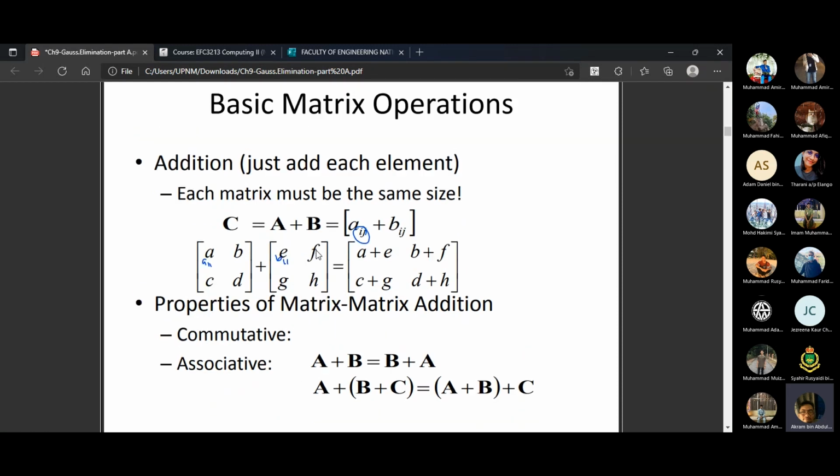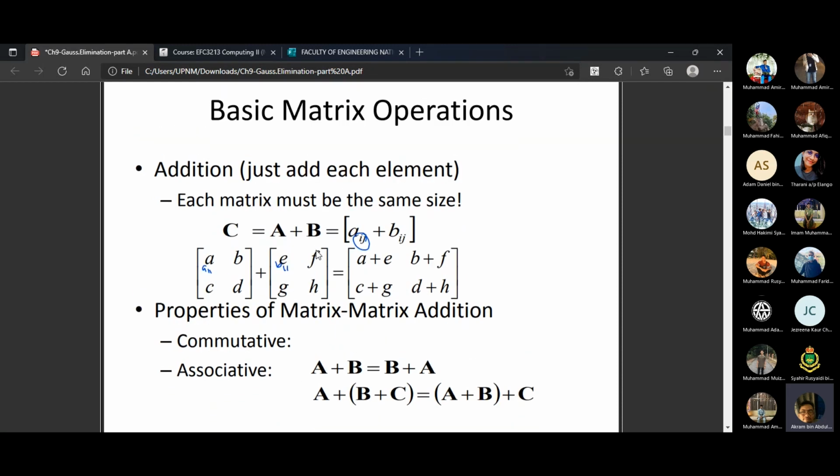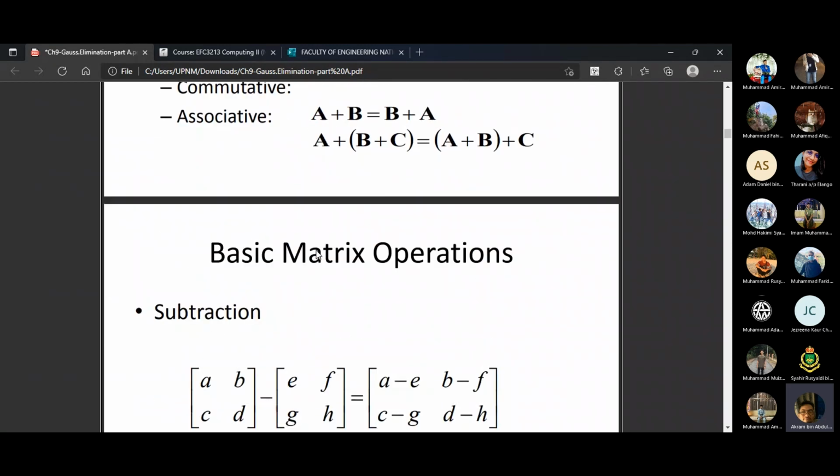Also for the basic matrix operation, for the addition we have properties of matrix addition. We have the commutative and associative properties, where if you have matrix A plus matrix B, it will be equal to matrix B plus matrix A. If you have A plus B plus C, it will be equal to adding A and B first and then adding C.